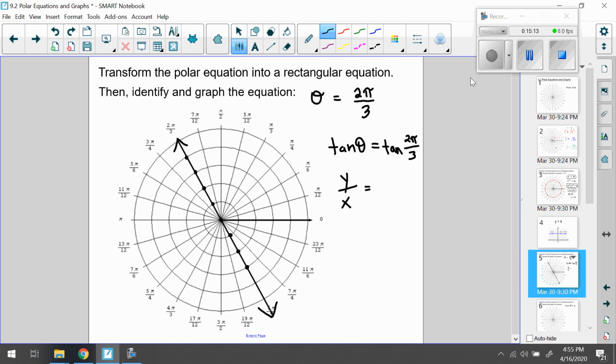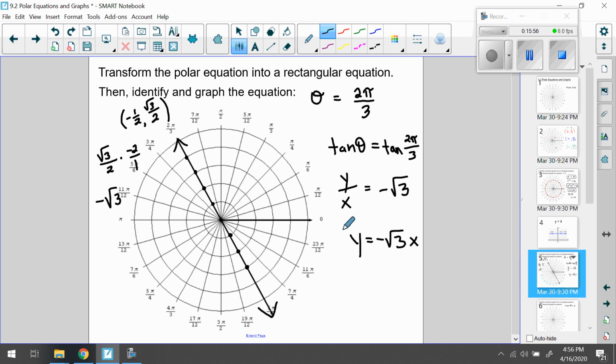And then on the right side, I actually know the tangent of 2 pi over 3. If you think about your unit circle, we know the x value for 2 pi over 3 is negative 1/2, and the y value is root 3 over 2. So if we just take the y value, root 3 over 2, over the x value, which is times the reciprocal, negative 2 over 1, the 2's cancel, leaving me with negative root 3. And so the tangent of 2 pi over 3 is negative root 3. And then we can multiply the x over, and you get y equals negative root 3 times x.